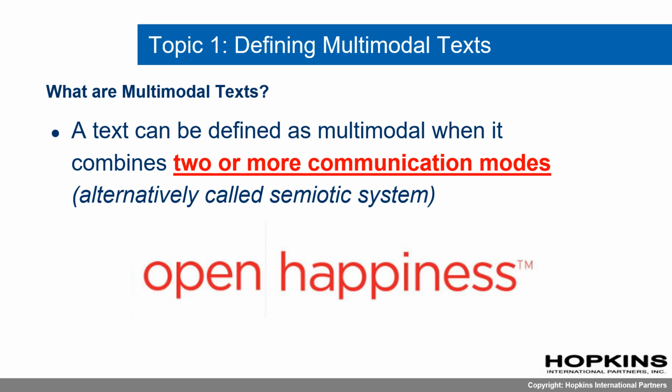What are multimodal texts? A text can be defined as multimodal when it combines 2 or more communication modes. Alternatively, these modes are called semiotic systems. Consider the text Open Happiness. What comes to mind? What do you think about when you see the text Open Happiness?